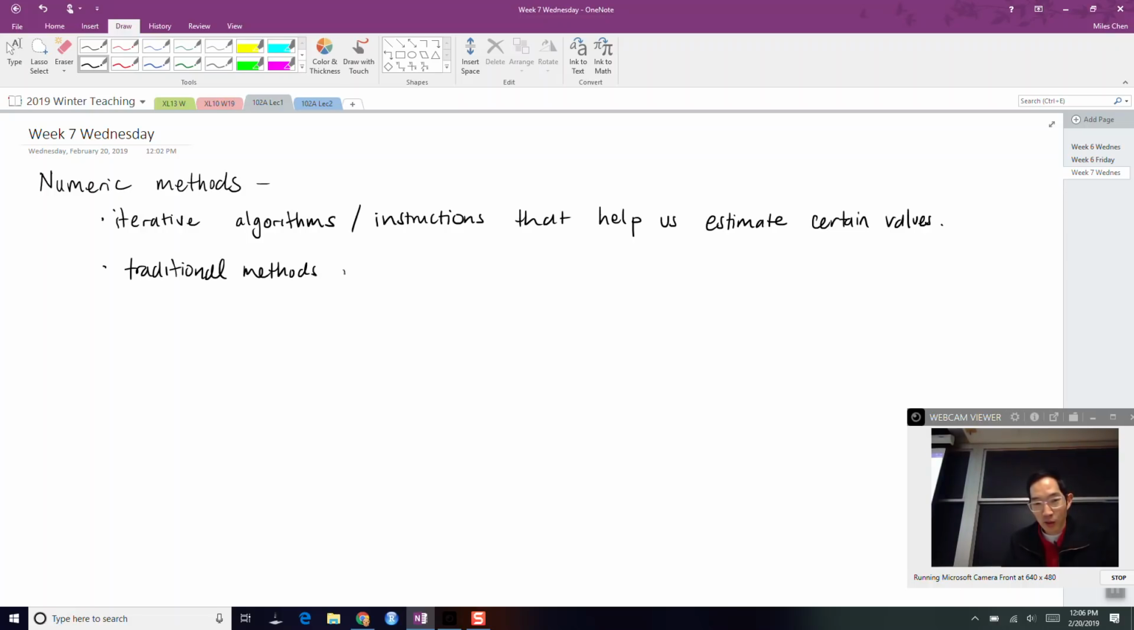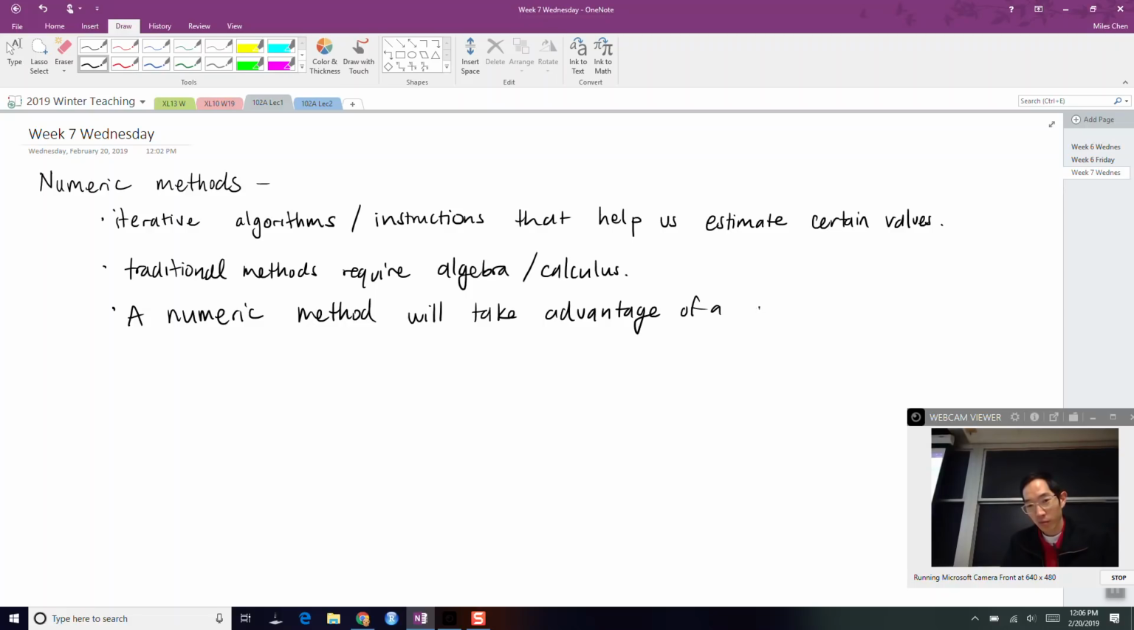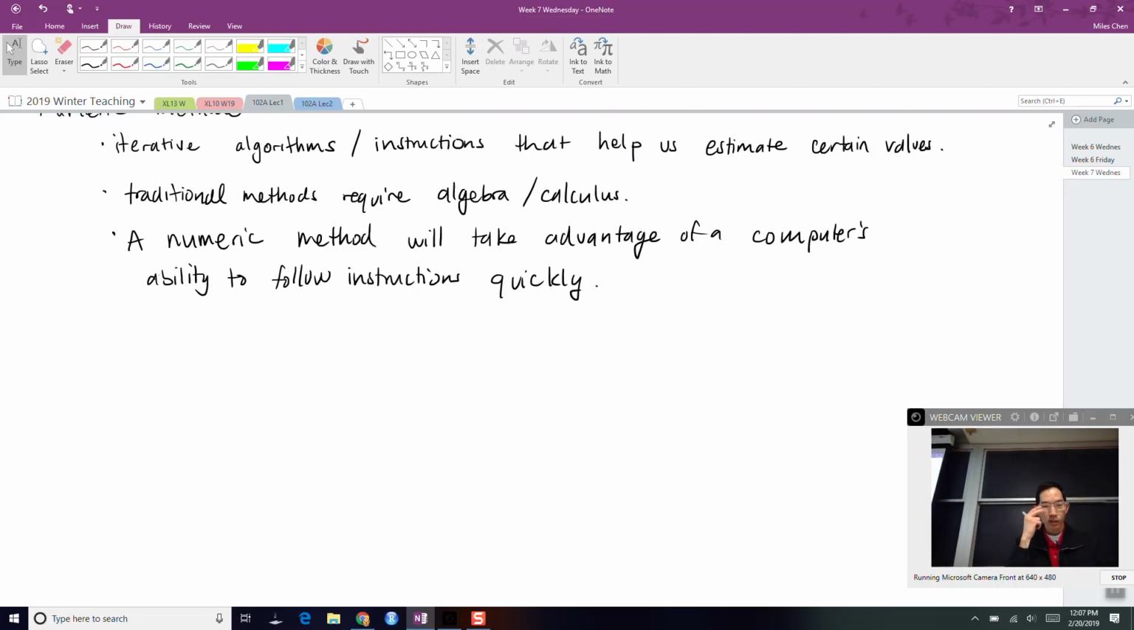Traditional methods require algebra or calculus. Numeric methods just use the computer's ability to follow instructions very quickly in this iterative fashion to give us basically the same answer, or a very high quality estimate of the same answer. By being able to do this, we can then employ the computer to do much more complicated tasks, right?